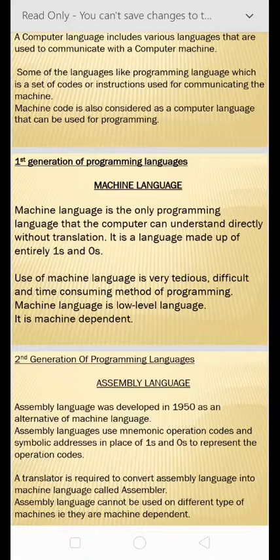The first generation of programming language is machine language, which is also called low-level language. In this language, we were using zeros and ones to make the programs. So, the computer can understand machine language programs very easily. The machine language needs no translation and can directly be executed by the computer.